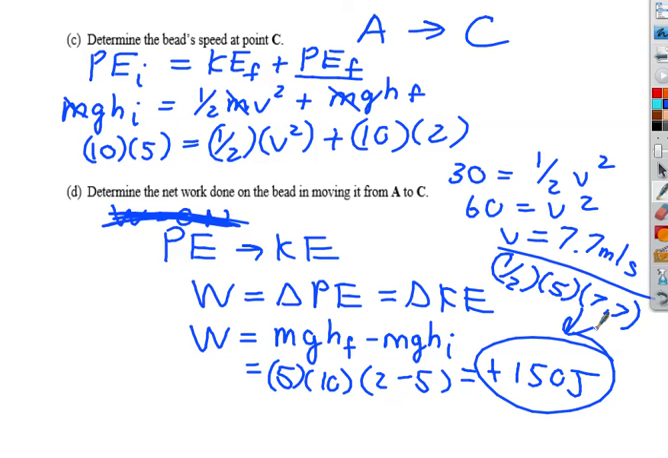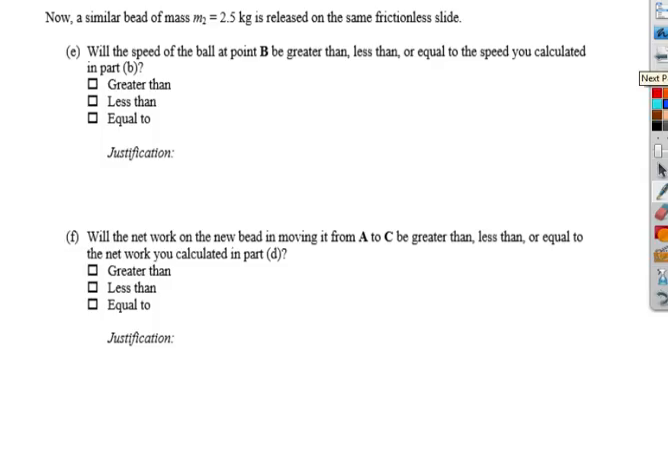All right. So we still have, I think, one more section here. Oh boy, 2 more sections. Now you have a similar bead of mass 2.5 kilograms. So you went from a 5 kilogram bead to a 2.5 kilogram bead. It's released on the same frictionless slide. Will the speed of the ball at point B be greater than, less than, or equal to the speed you calculated in part B?